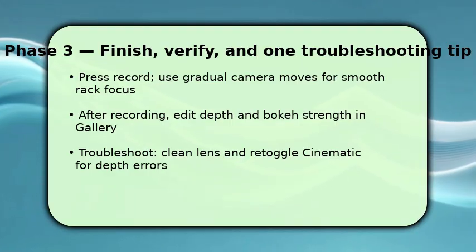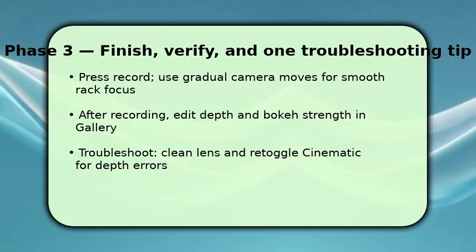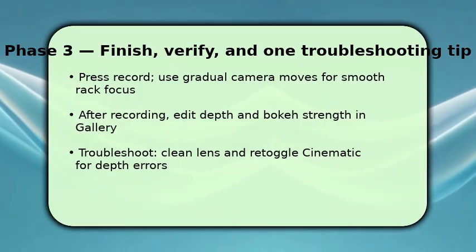If depth looks off, stop and check the lens for smudges, retoggle cinematic mode, or reframe with clearer contrast. Cleaning the lens often fixes false depth maps quickly, so try that.